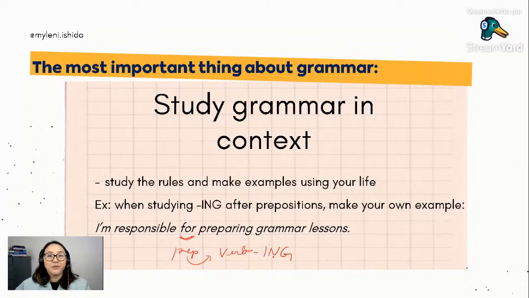What are you responsible for at your work? Please tell me in the comments. So you are going to write your own sentence. I'm going to help you. I'm going to put here in the chat. You are going to say, I'm responsible for, and then you're going to use a verb with ing.